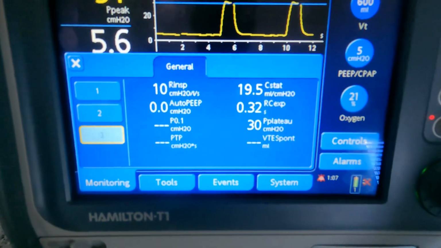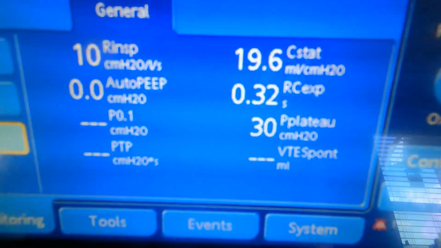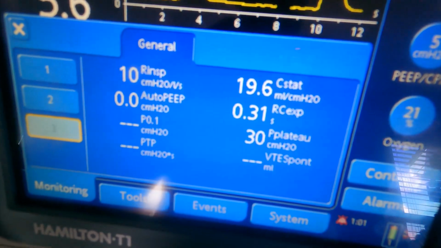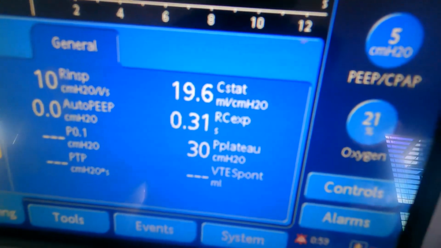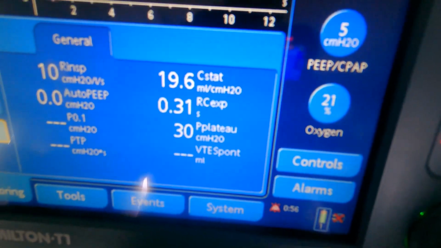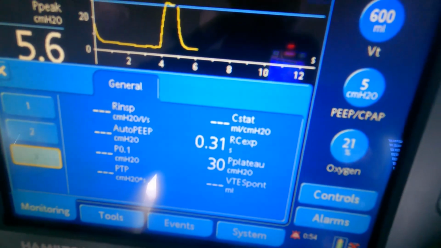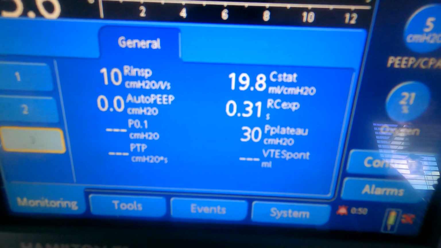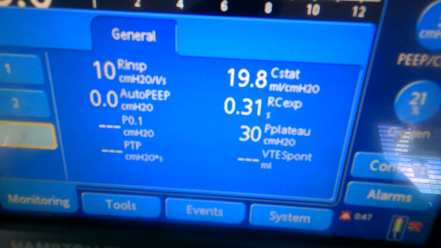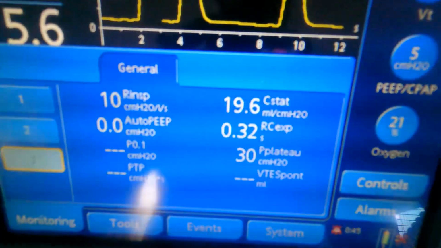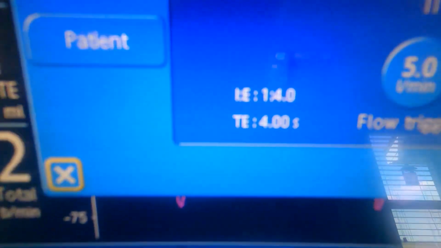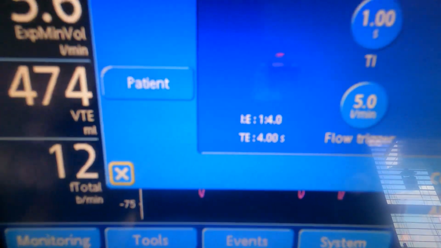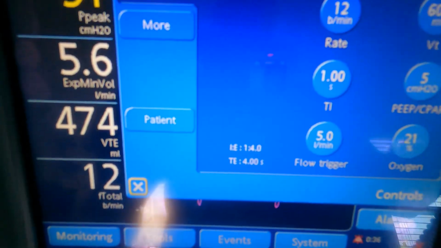The next mandatory assessment we're going to do involves this RC expiratory. So we're going to take RC expiratory and we're going to multiply that number by 3. So I'm going to take 0.31 times 3. And that gives me 0.93. So that is the minimum expiratory time that we need to prevent breath stacking. So now we need to go back into our controls and see our expiratory time is 4 seconds. That's much greater than 0.93, so we have plenty of time for our patient to exhale.